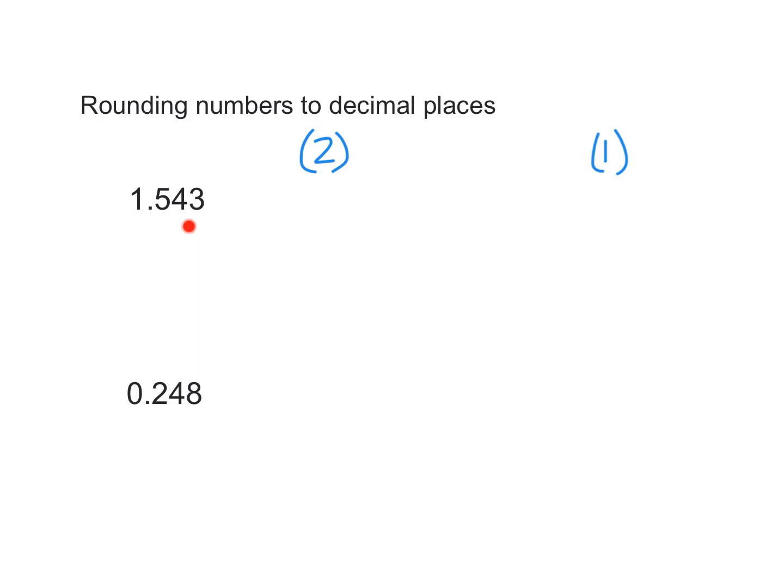Alright, so looking at this number, I want you to round it to 2 decimal places, and then I want you to round it to 1. Put the video on pause and have a go. Right, so how'd you go?